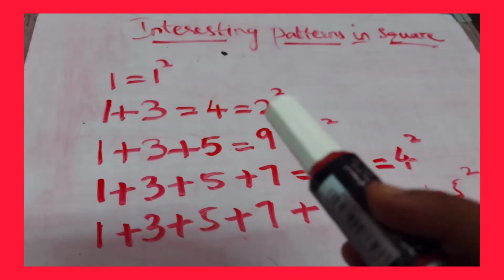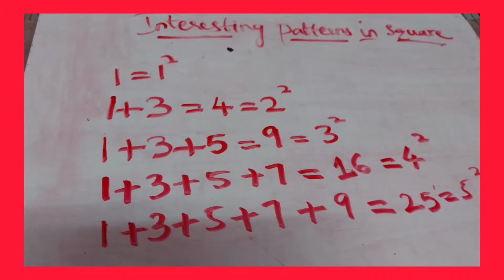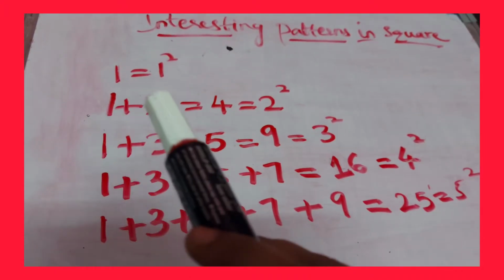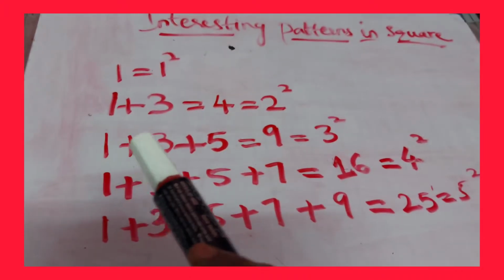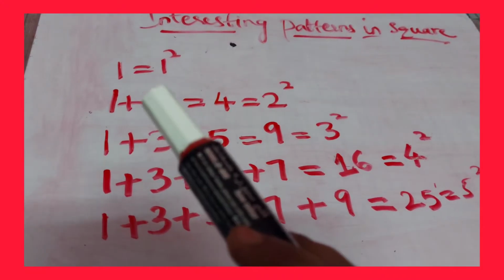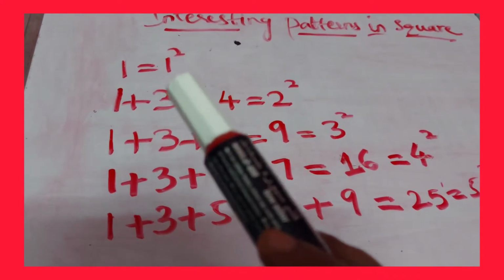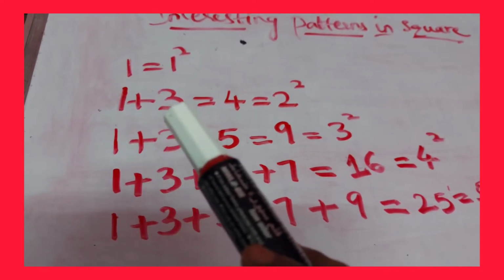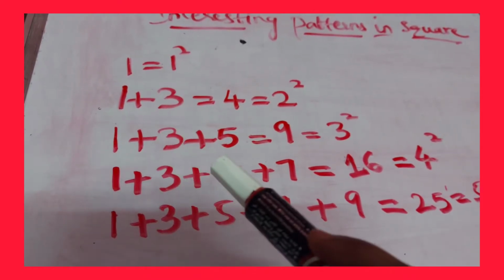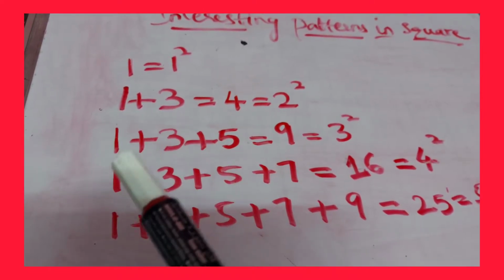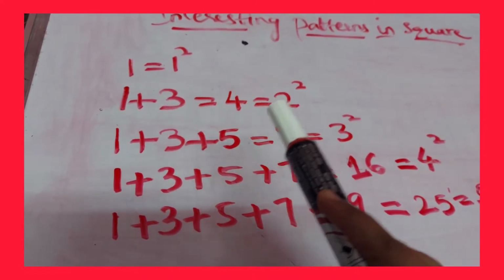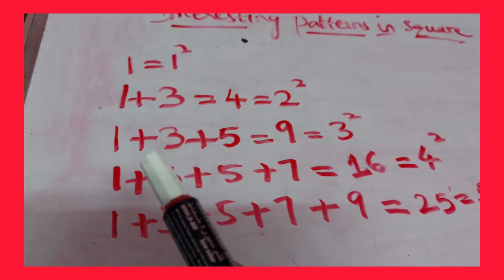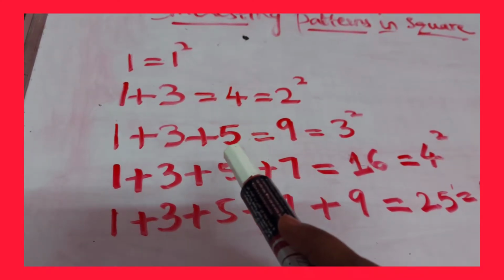So we have to take the odd numbers. Here I am taking 1. 1 is equal to 1 square. Again you have to add one more odd number. An odd number means a number that does not come in the 2 table. After 1, what is the odd number? 3. So 1 plus 3 is 4. It is 2 square.